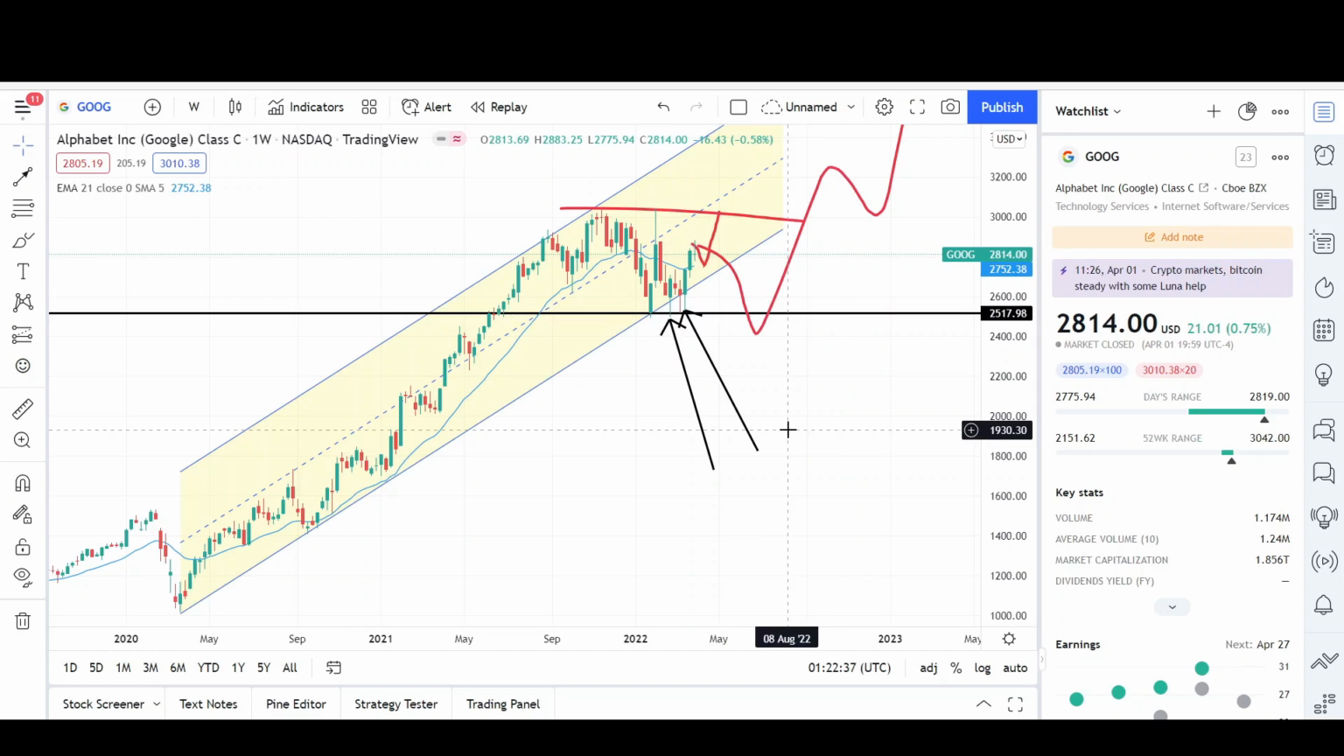So that's everything I have for Google on the daily and weekly chart. I'm expecting higher prices in the short and medium term, and I believe that there's a higher probability for that $3,000 level or even a new all-time high to be reached within the next few months.